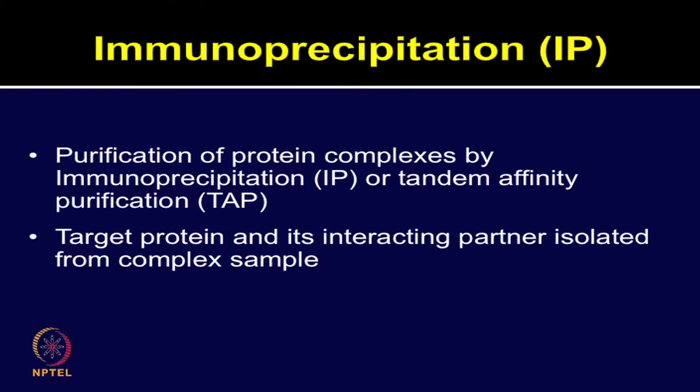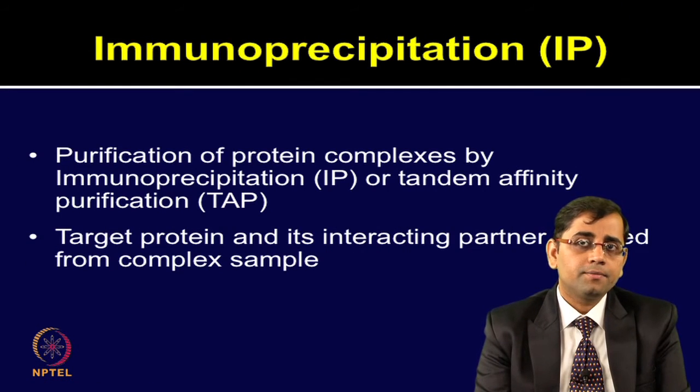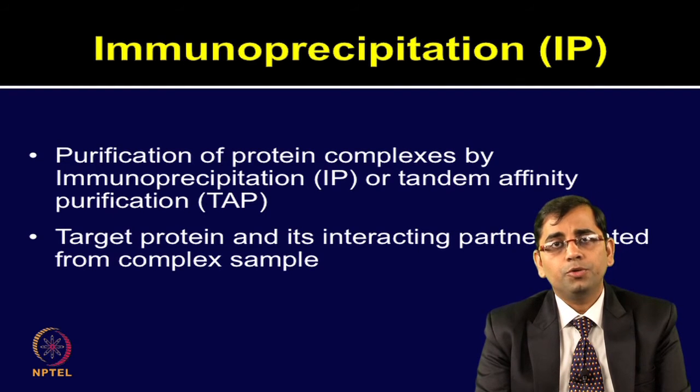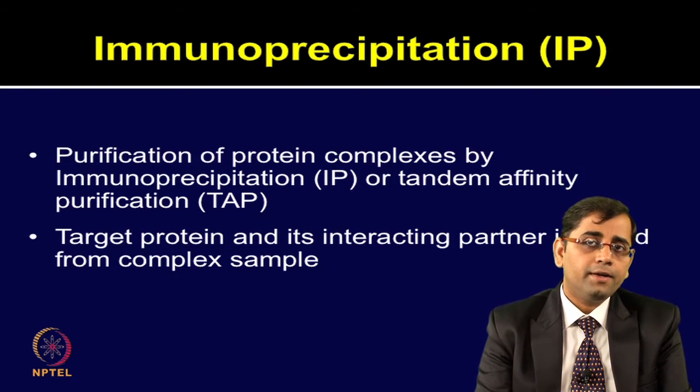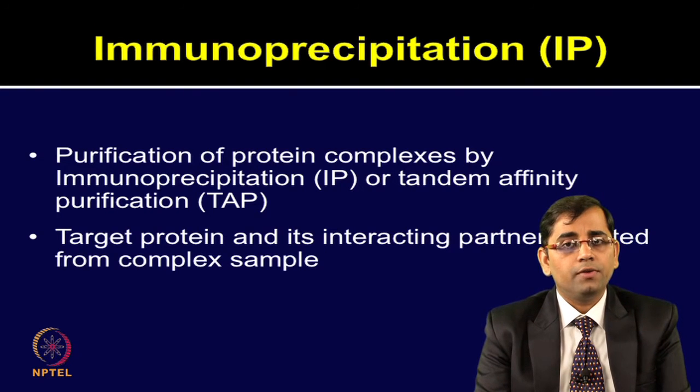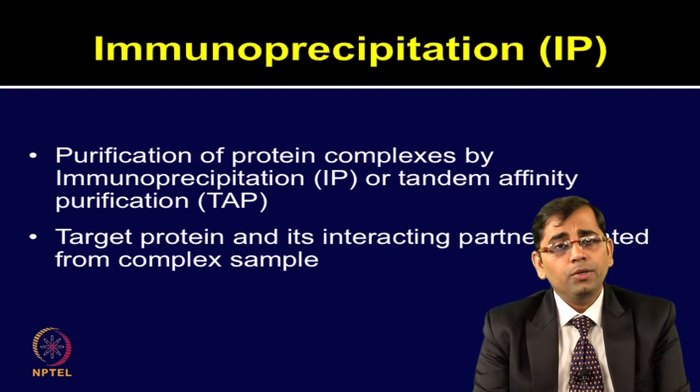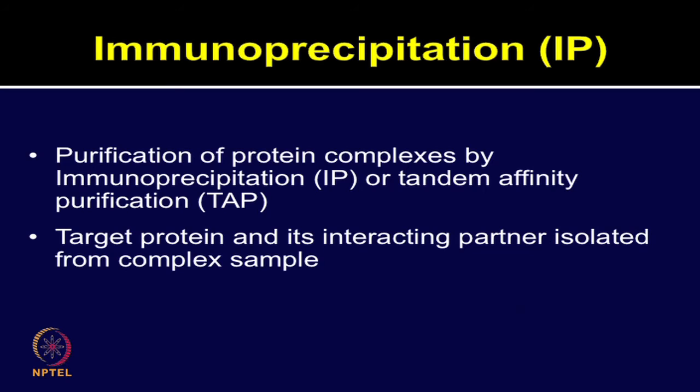Immunoprecipitation or tandem affinity purification, also known as TAP, is a technique used to purify protein complexes and study protein-protein interactions. Depending on the protein that needs to be purified, different types of tags can be attached to the bait protein. By using the immunoprecipitation method, the purification of protein complexes by IP or tandem affinity purification is performed.